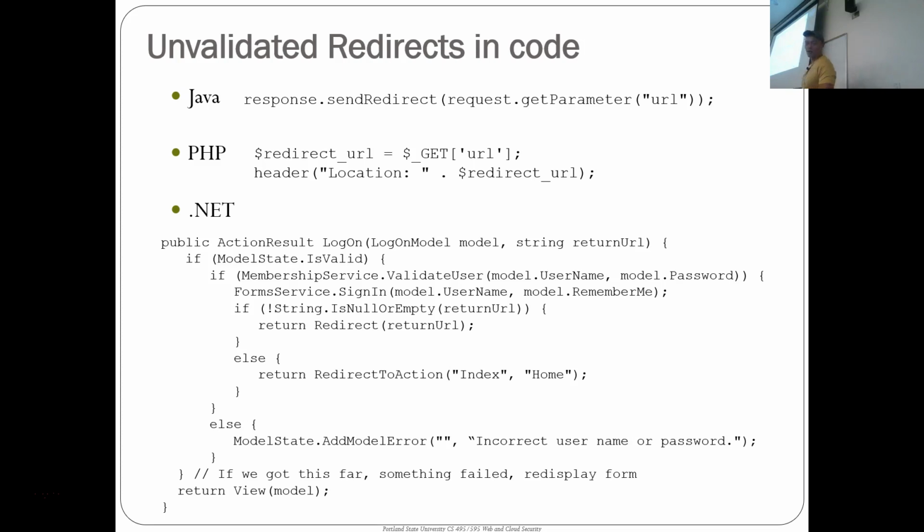Here's a vulnerable Java pattern. Here's a vulnerable PHP one, where you get it out of the URL parameters and then immediately set the location header to the redirect URL without validation. So that's another error that's unvalidated. Here's a .NET version, which is a little more verbose. The logon takes a string that has a return URL, and then before checking it, you redirect to that return URL, and that also will call the location header to redirect you somewhere else.